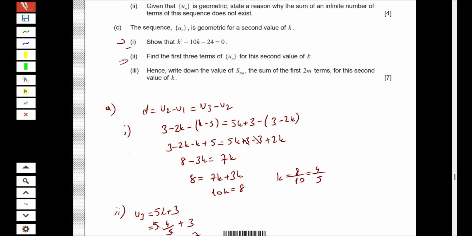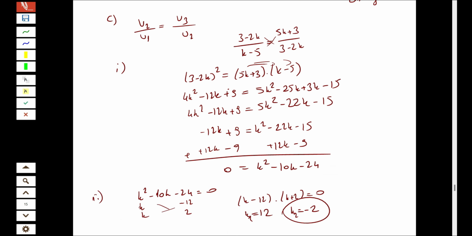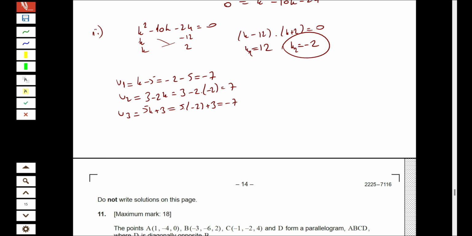And hence write down the value of S2m, the sum of the first 2m terms for the second value of k. From here, you can see that, for example, the first term is minus 7, the second term is 7, the third term is minus 7, and the fourth term will be 7 also. So when you add these numbers, it's going to be 0, right?